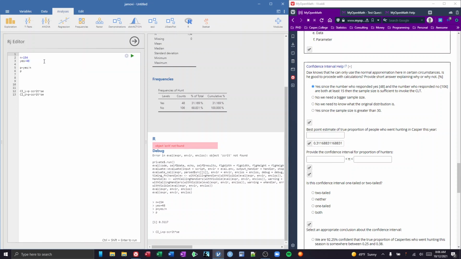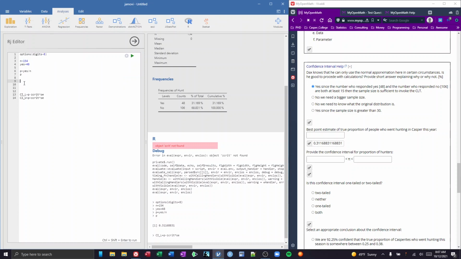Now, remember in the R editor, we have to do this little extra bit of code in order to get more decimal places. So all I'm going to do is I'm going to do options, digits, equals, we'll do like 8. That'll be good. And if I run that again, it's still going to have an error for me, but now I've got more decimal places for my proportion down here.